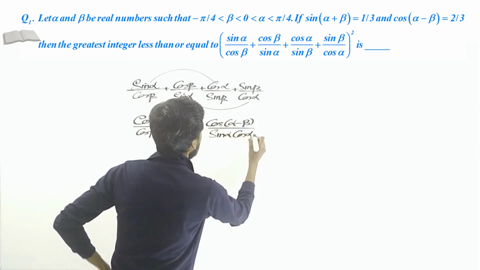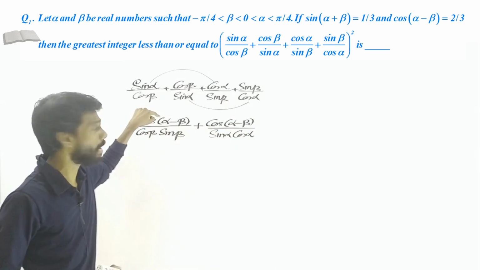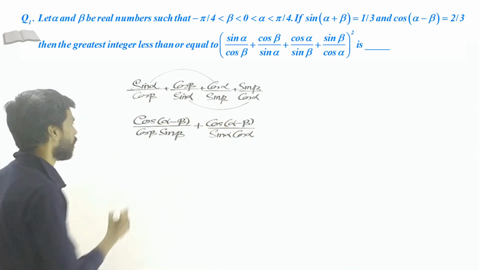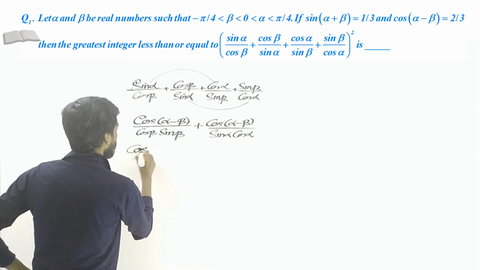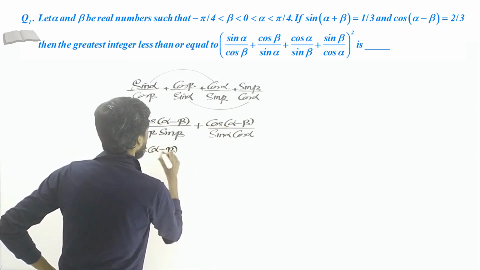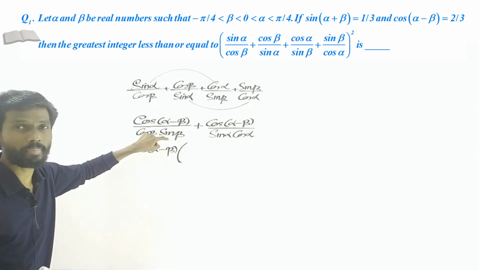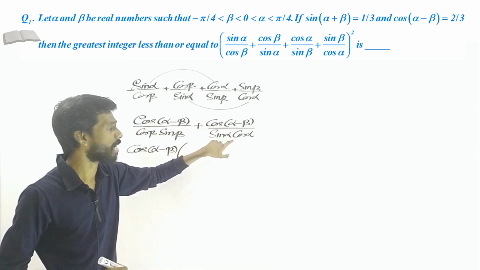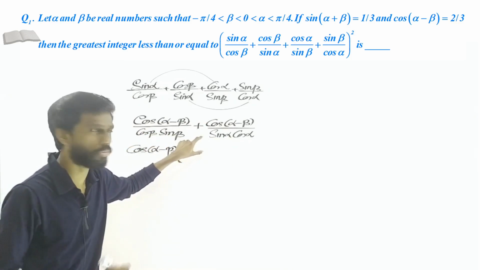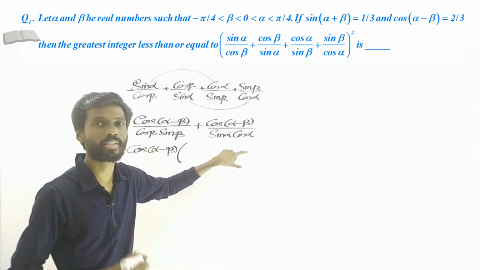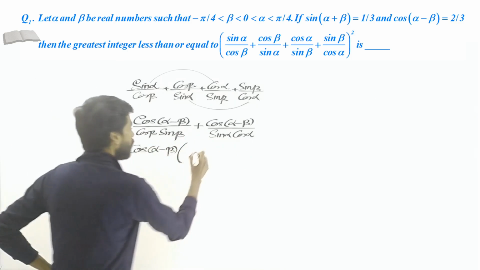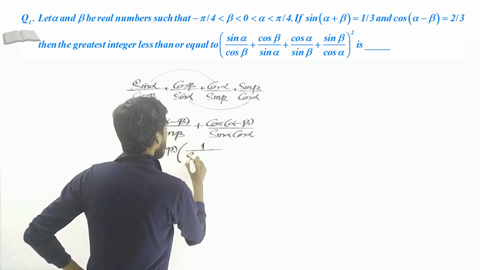Now this value can be taken out, the common value. Cos(alpha minus beta) here, and here also cos(alpha minus beta). If you take out that value, we are getting 1 divided by cos beta, sin beta. Similarly, 1 divided by sin alpha, cos alpha. This can be written as, if you multiply and divide by 2, 2 sin alpha cos alpha, which can be written as sin 2 alpha. So this becomes 1 by sin 2 alpha.